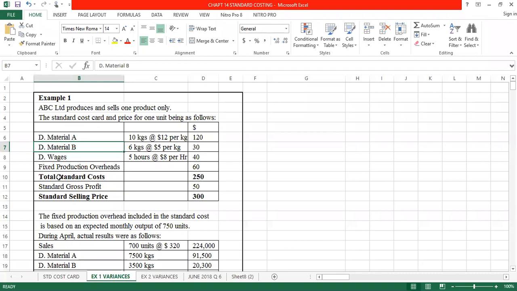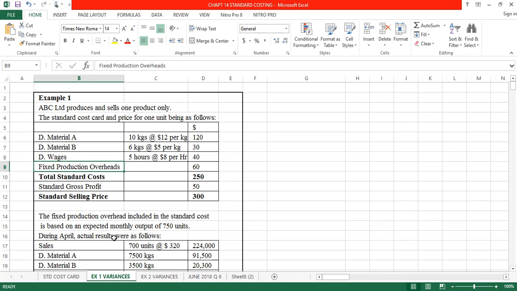So we have 2 types of materials. Next, we have wages. We have fixed. We don't have any variable. After labor, we go to fixed. There is no variable, so in this question, variable is 0. Take note of the following statement. The fixed production overhead cost included in the standard cost is based on a monthly output of 750.